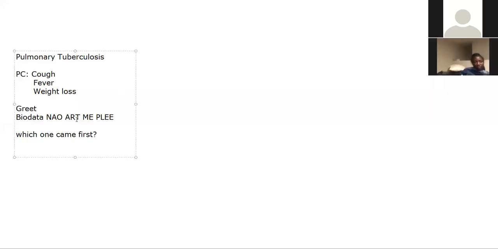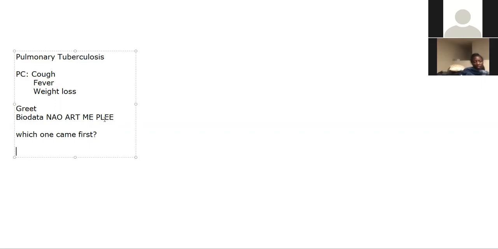So after asking about the presenting complaint, you greet the patient. Then the bio data also. The bio data, you ask about the name, the age, the occupation, the address, the religion, the tribe, the marital status, level of education. And here is the reproductive profile. You want to know the parity, the last menstrual period, the expected date of delivery, the gestational age. You understand? This is what you want to ask.